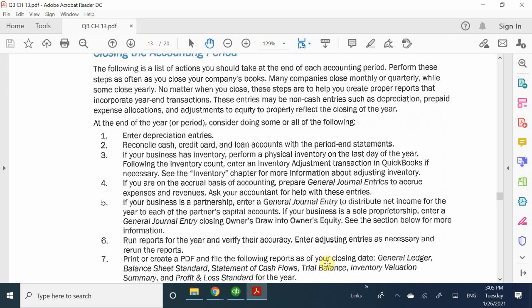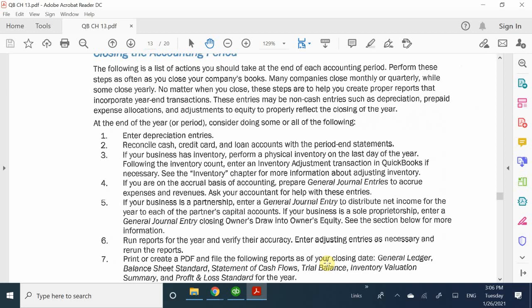Okay? Number 5 says that if your business is a partnership, which it isn't, okay, so you're going to need to either divide the profits amongst your partners, or if you are a sole proprietor, you're going to have to make a general journal entry to close out the owner's draw. Okay, and that's what we're going to be doing next, is closing out the owner's draw, so we could be completely done with our books.